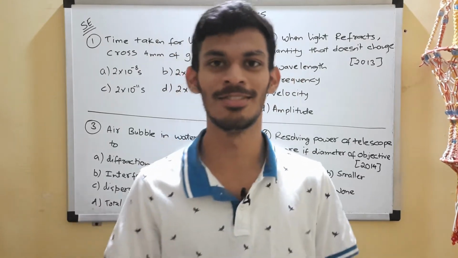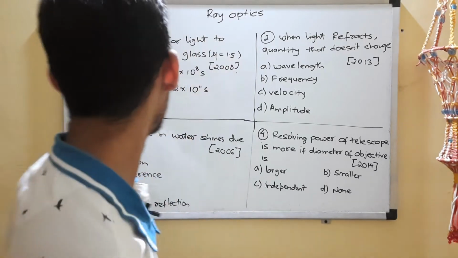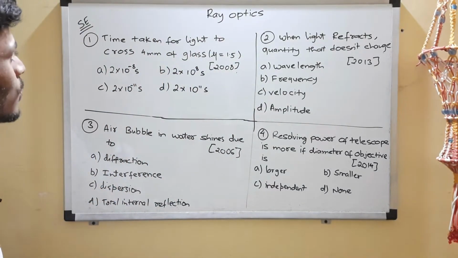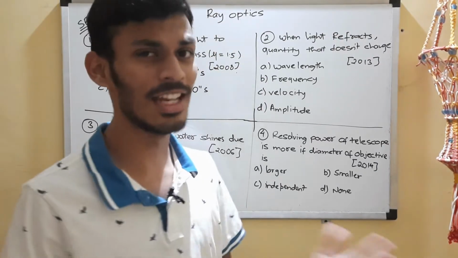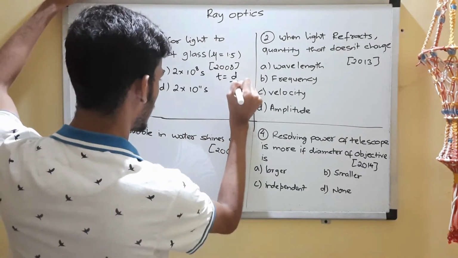Let's begin with today's video. So here we go. We have questions 1, 2, 3, 4 from the super easy category. So let's go. Question 1: time taken for light to cross 4 mm of glass. The refractive index of glass is given. A very simple question. You are just asked for the time. So time will be given as distance upon speed.